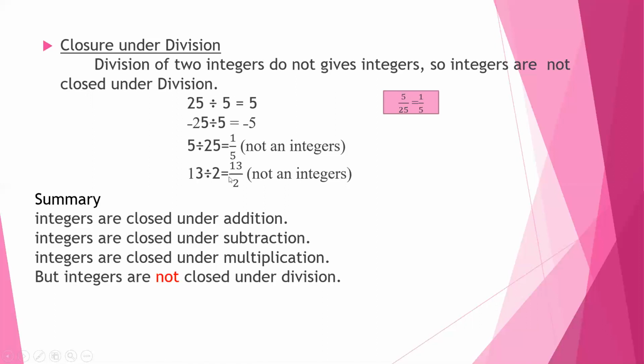Again, one example, 13 divided by 2, and it cannot be converted to a reducible form. That's why this is also not an integer. So it is not true in all the cases. That's why we can say that integers are not closed under division. Here is the summary of the closure property. Integers are closed under addition, subtraction, and multiplication, but they are not closed, or we can say they are open, under division. Now, the next property is the commutative property of integers.